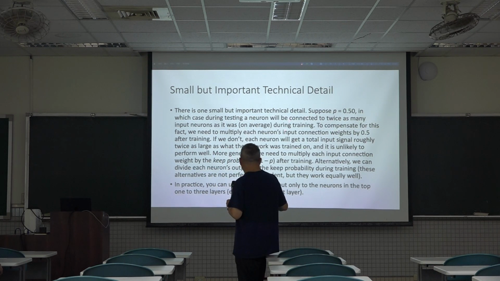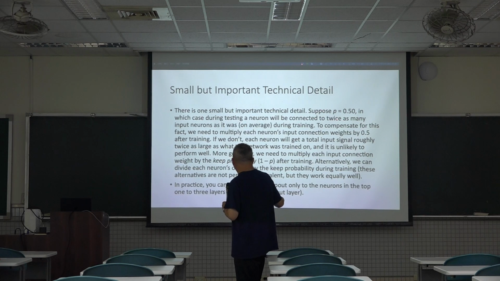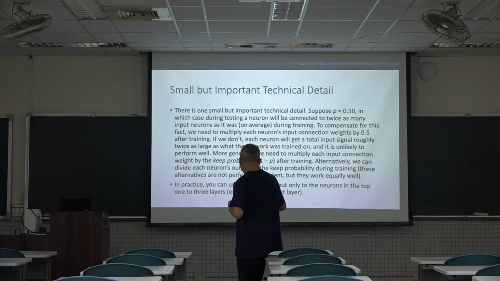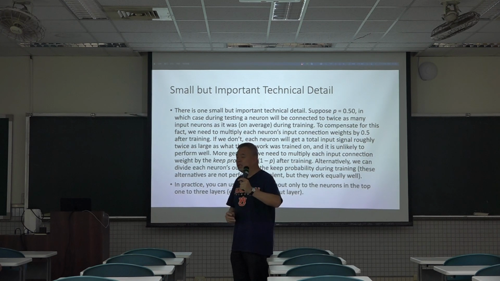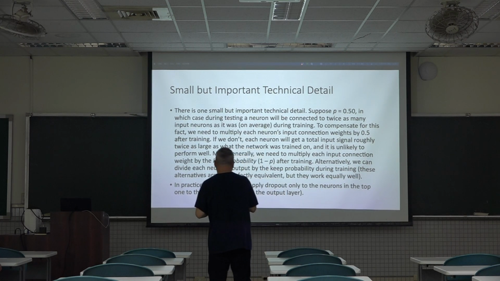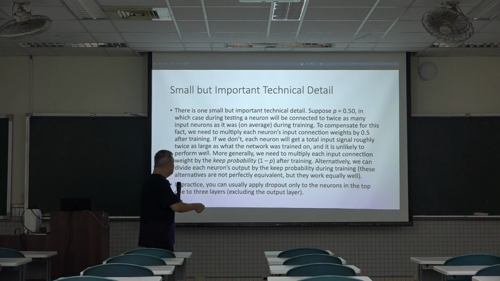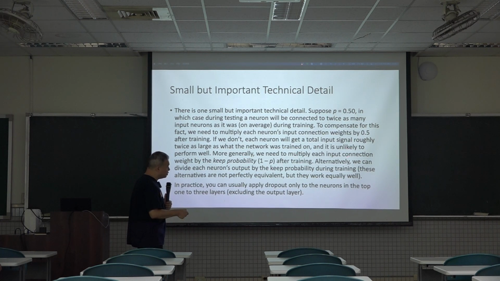when you do the inference, you need to downgrade your input by this dropout rate. Another way to say it is we multiply each input connection weight by what we call the keep probability, 1 minus p, after training.